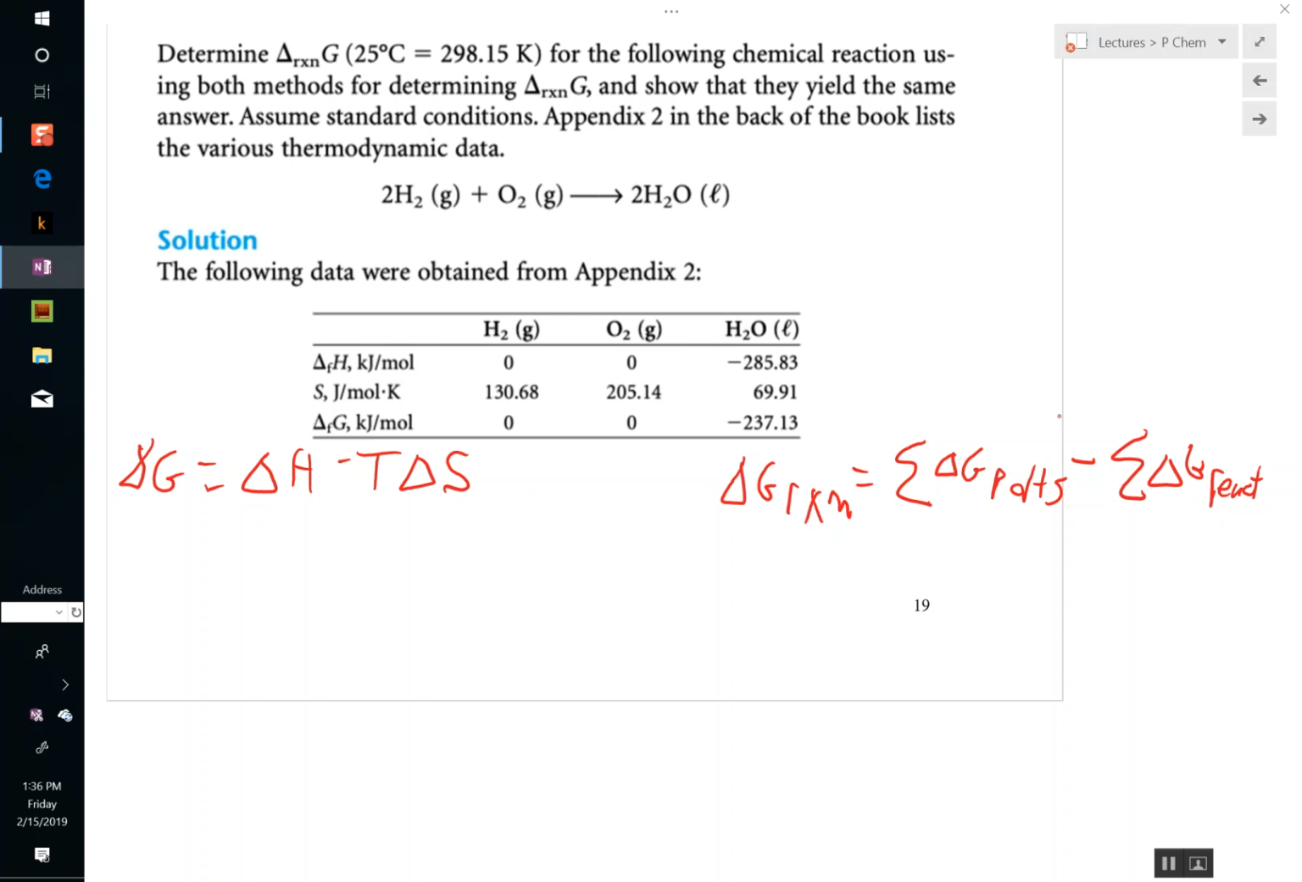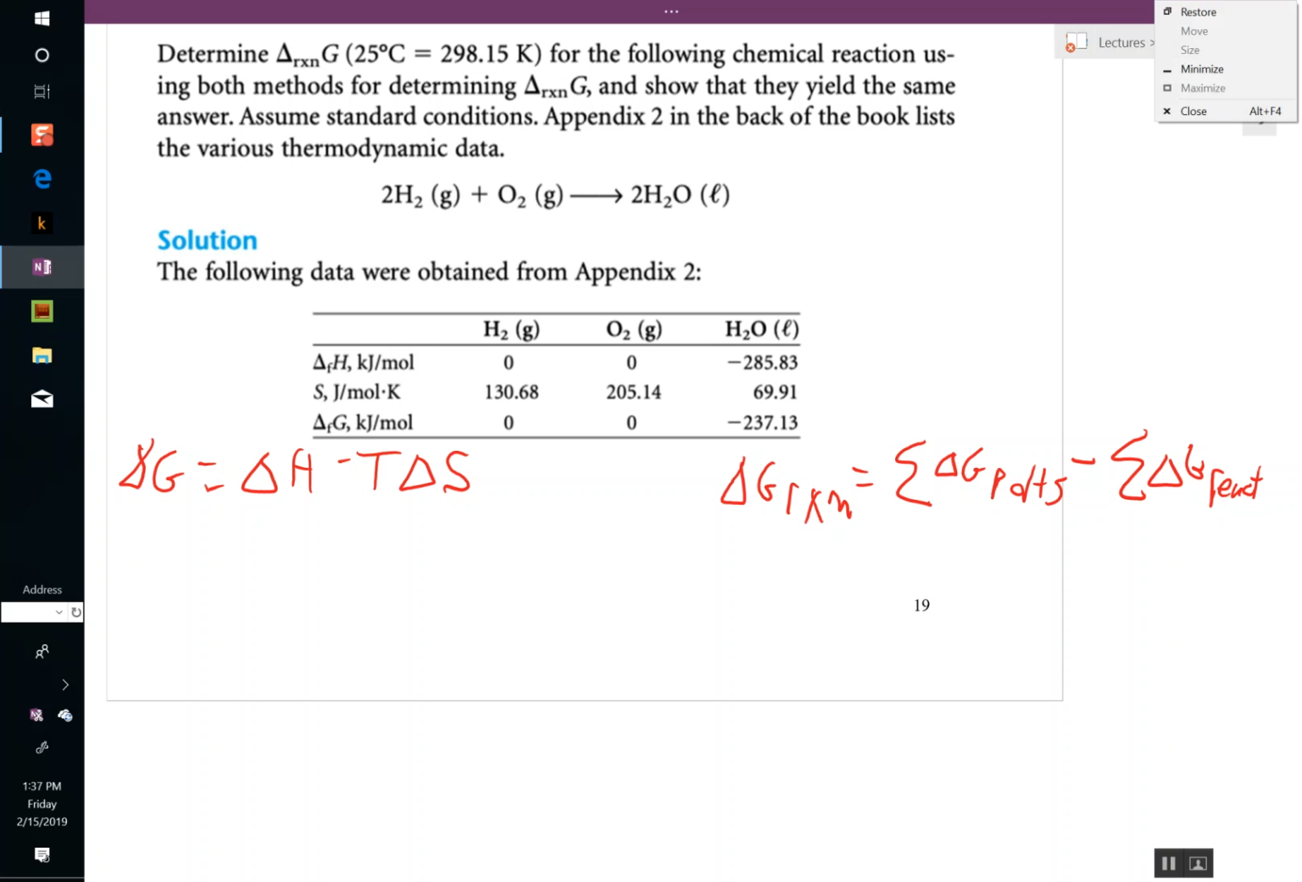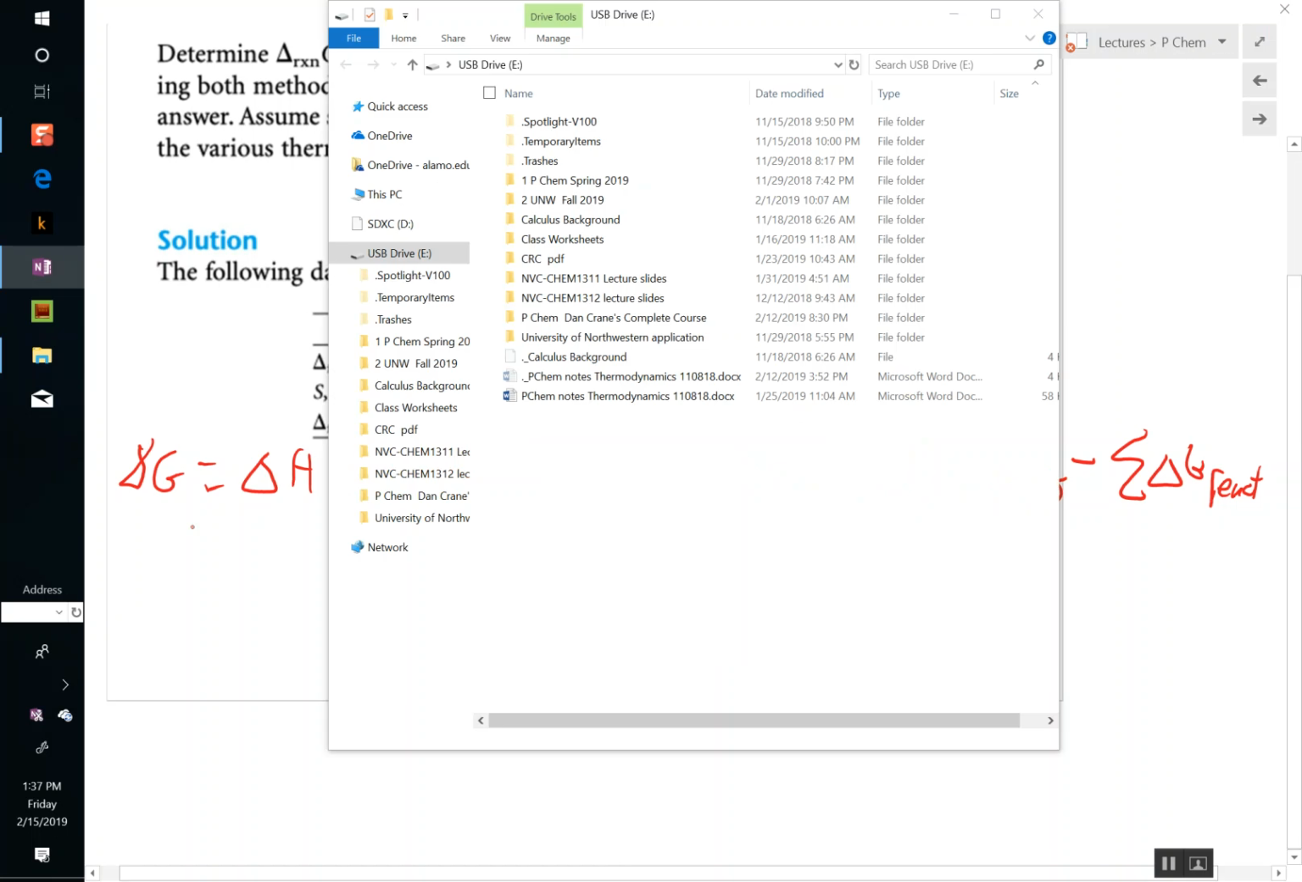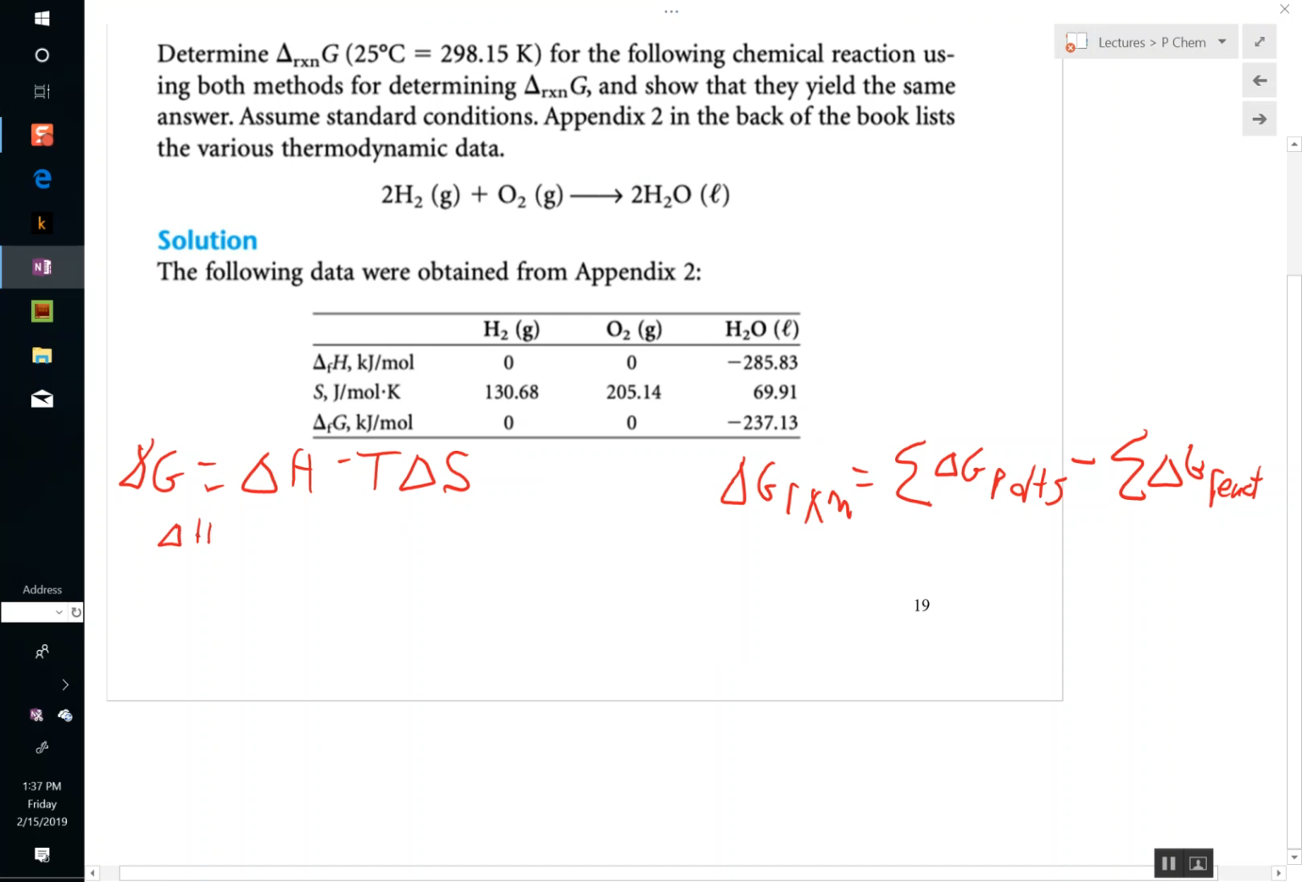In order to do this one, we need to calculate the delta H of reaction, and we need to calculate the delta S of reaction, and then plug those into this equation and get our delta G by this equation. So it's cumbersome for me to write in here, but the delta H of reaction is what? It's going to be the sum of the products minus the reactants, rather than write that all out there. Sum of the products.